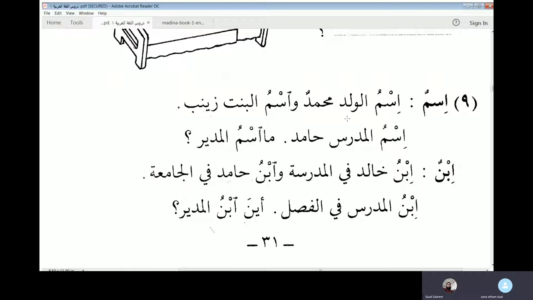Ismul waladi Muhammadun. Wasmul binti Zainabu. This is Hamzatul Wasl. Zainabu. You forgot all the rules by reading this line. For example, your first mistake is here. Ismul Waladi. Why is Walad majroor? Why does Walad have kasra? Because of Mudaf Ilayhi. Because of Mudaf Ilayhi, Walad is majroor.